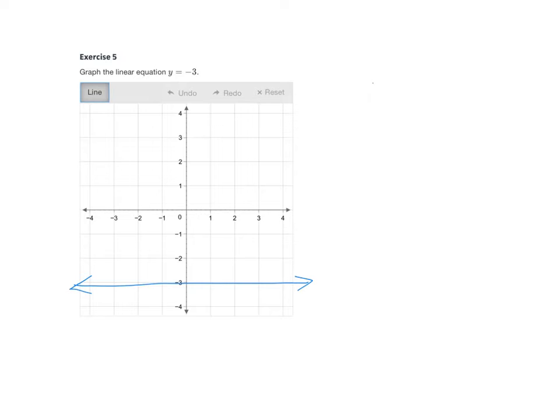If you do an input-output, your y's are all negative 3. And your x's can be whatever you want. So if you go 0, negative 3, 2, negative 3, negative 2, negative 3, it would look like that.